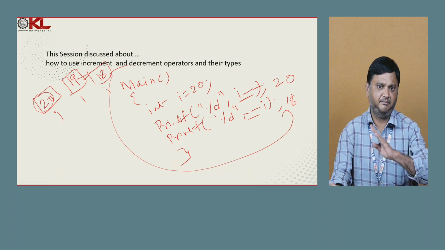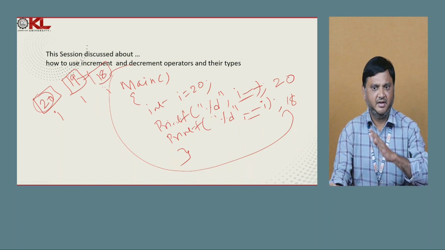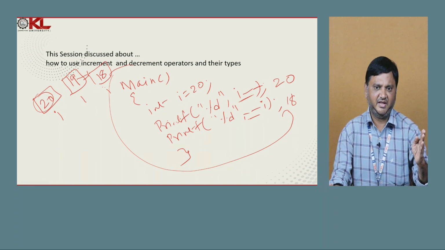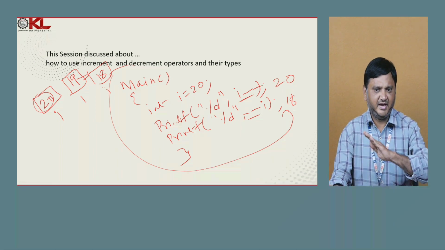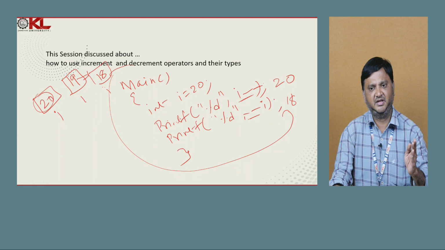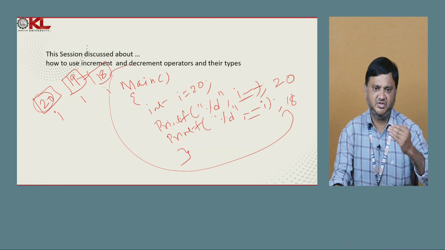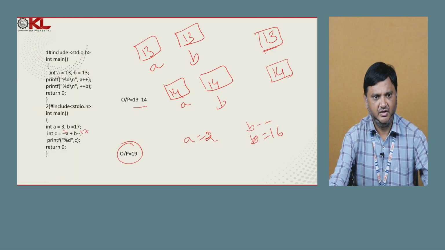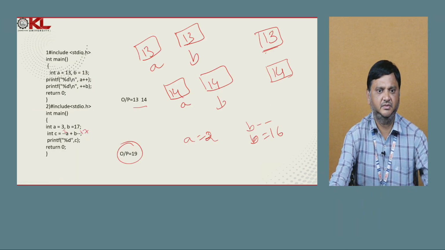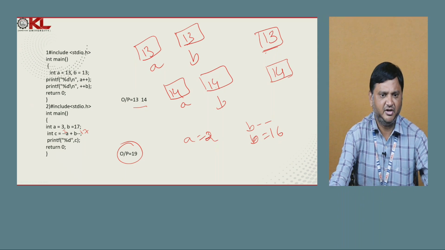In the same manner, pre-decrement and post-decrement. Decrementing by 1 in the memory and printing is called pre-decrement. Printing and then decrementing in the memory is called post-decrement. So this is the way you can differentiate between increment and decrement operators, and this is the way you can learn and solve ample of programs.